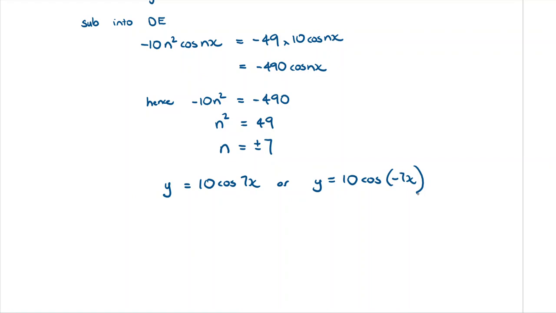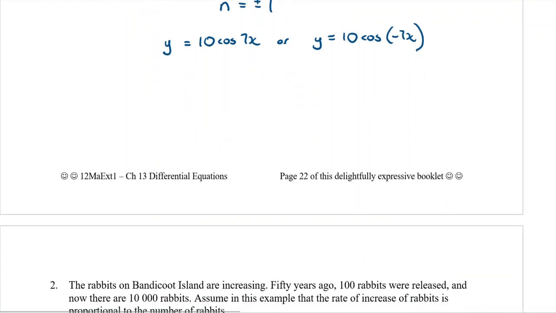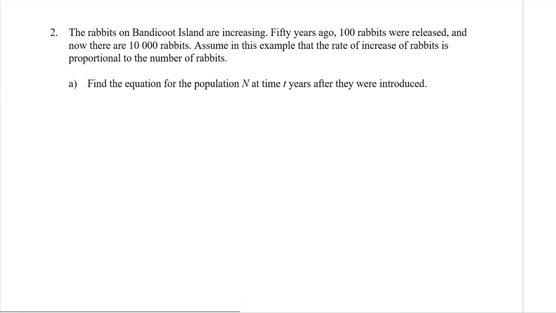Okay, next one, question 2. Actually, question 2 and question 3 kind of go together, so this will be a long one. The rabbits on Bandicoot Island are increasing. 50 years ago, there were 100 rabbits released, and now there are 10,000 rabbits. Assume in this example that the rate of increase of rabbits is proportional to the number of rabbits.